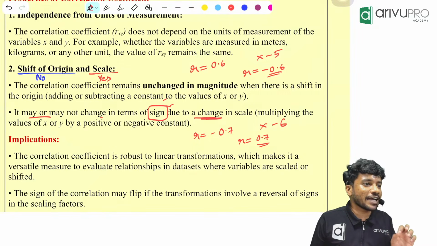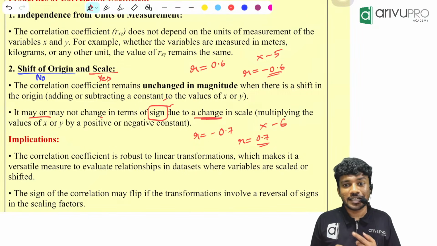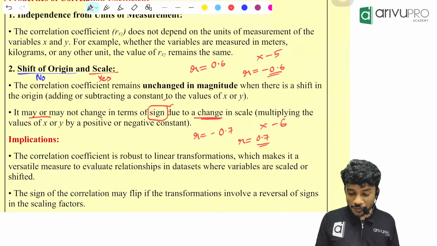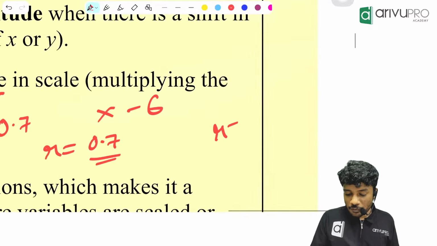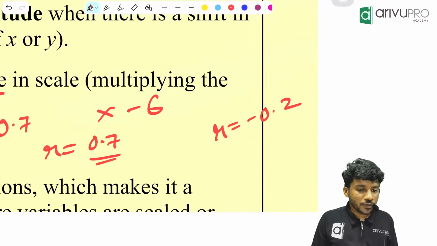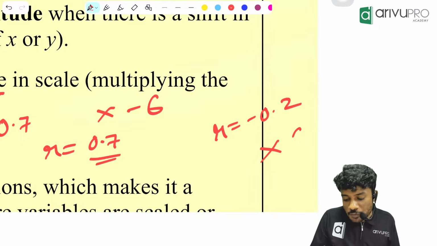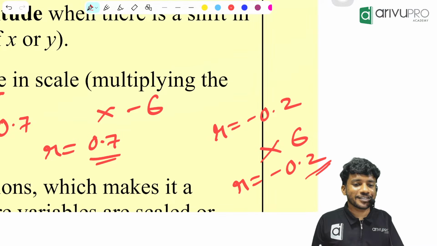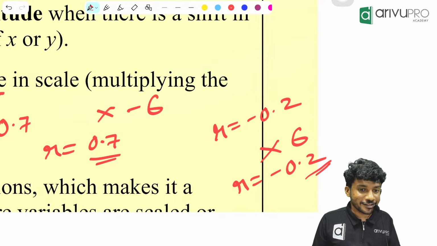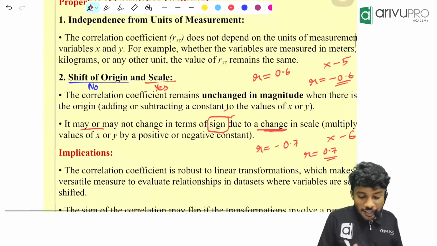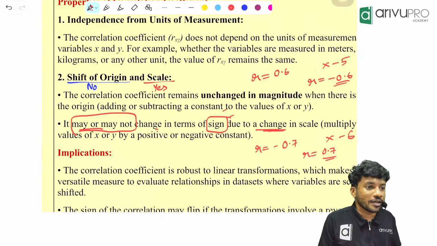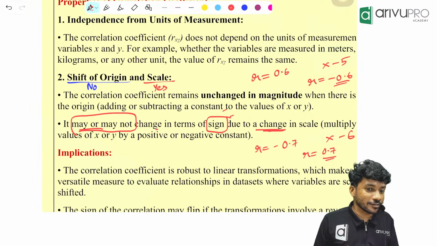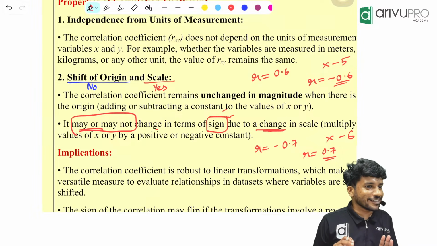Everyone remember what was change of origin? Each observation is added or subtracted. What was change of scale? Each observation is multiplied or divided. Plus 6 means what will happen? For example, R is equal to -0.2. I am multiplying each observation with +6. Then my R will be -0.2 itself. It will not change. Why? Because the sign is not changing. That's why it is mentioned, it may or may not change.